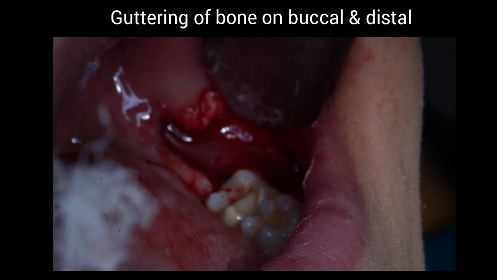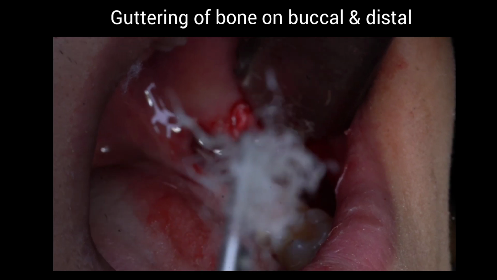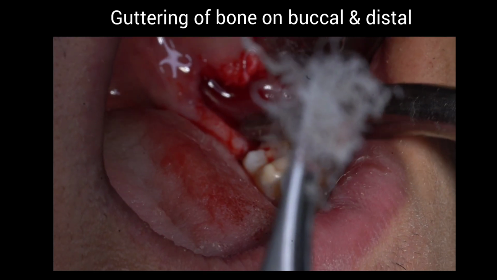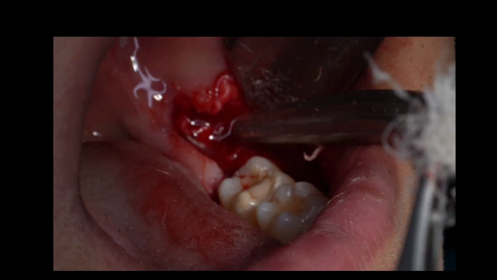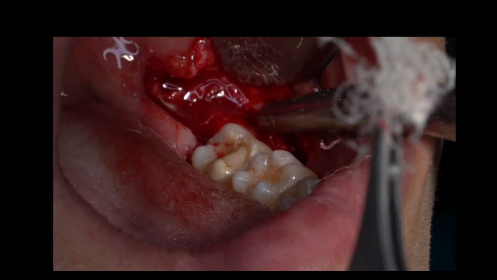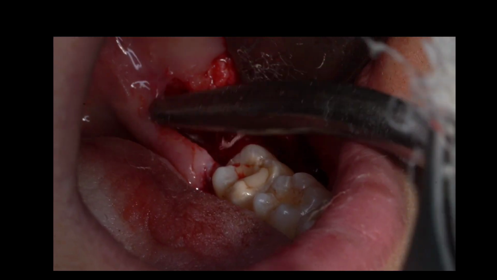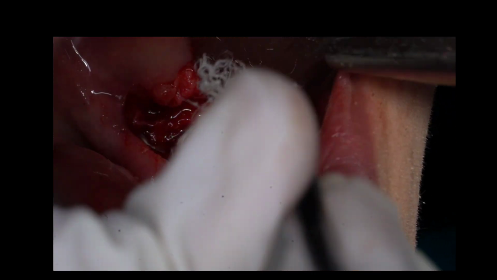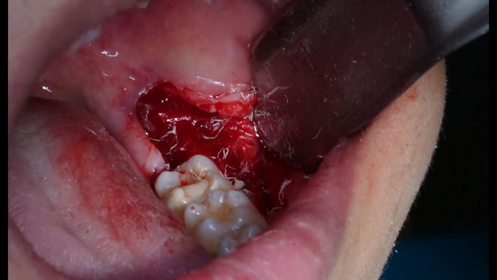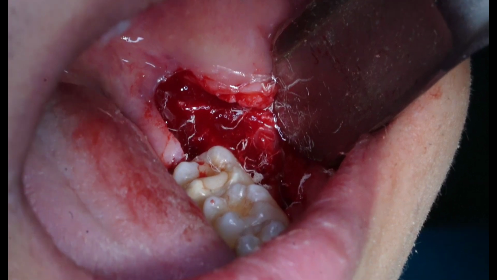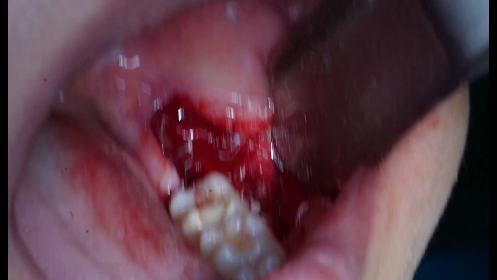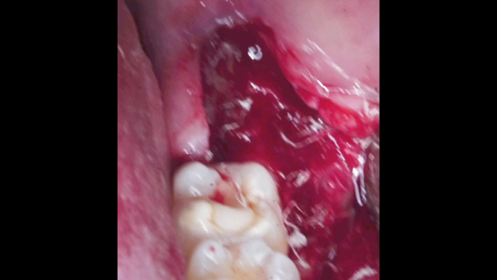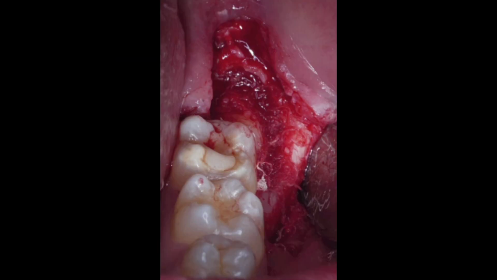Now we'll have to prepare the bone, or rather, guttering of the bone on both the buccal as well as distal side is done here. And again, in between, if there is any oozing, you can reuse the hemostatic plug or collagen sponge, that is Hemocol, and you can again wait for some time for the hemostasis. Once the hemostasis is achieved, you can proceed with the crown or root sectioning.